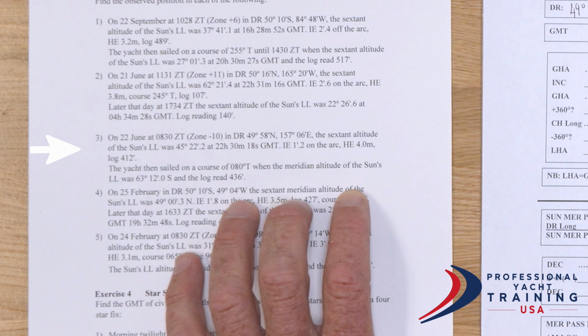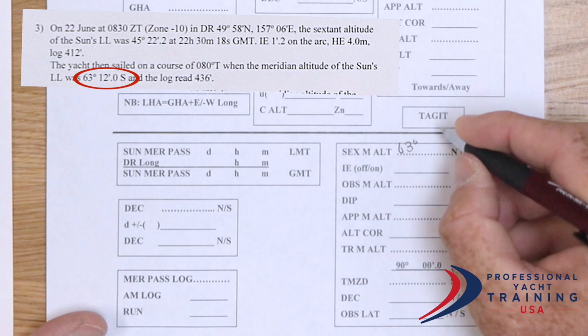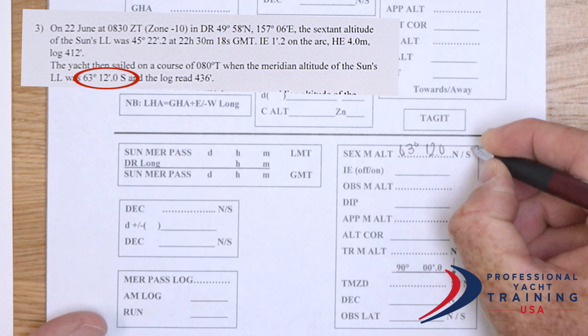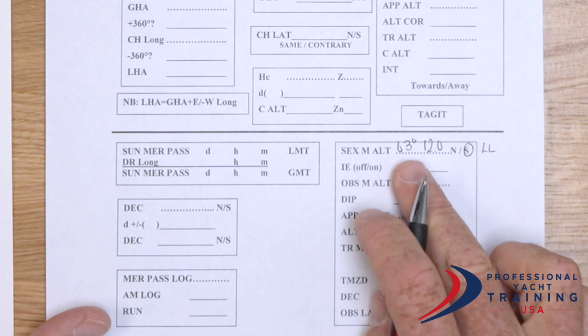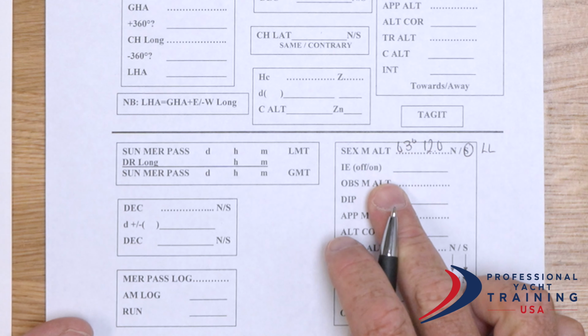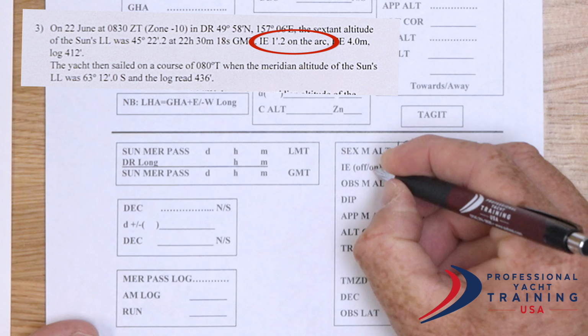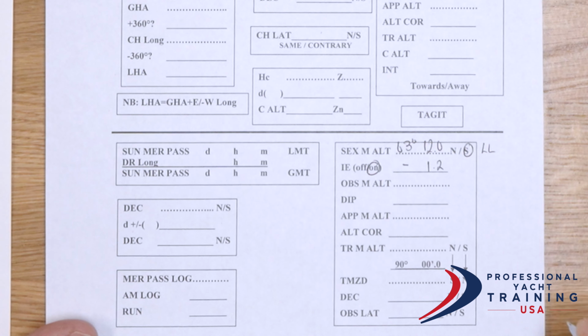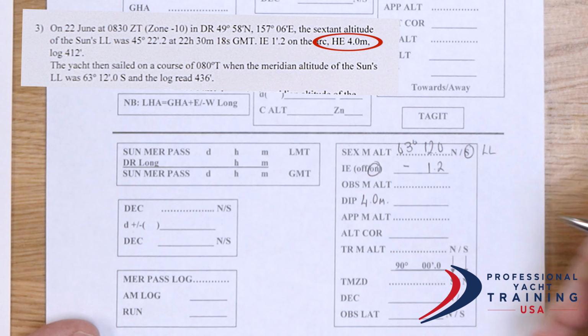The sun's lower limb was 63 degrees 12.0, and it's south, and it is a lower limb. I'm just going to put that next to it there. Our index error and our dip are going to be the same, since the same sextant is used, and we take it from within the question. Looking up at the top part, the index error was 1.2, and it is on the arc. If it's on, I'm taking it off, so I'm going to put a minus there, and our height of eye is 4.0 meters.